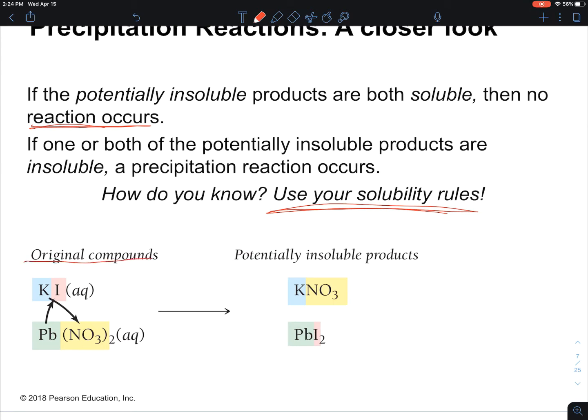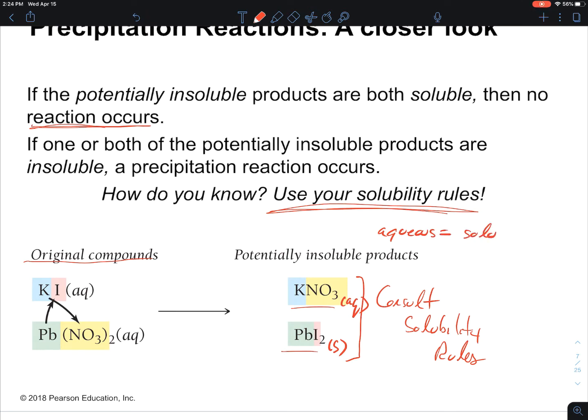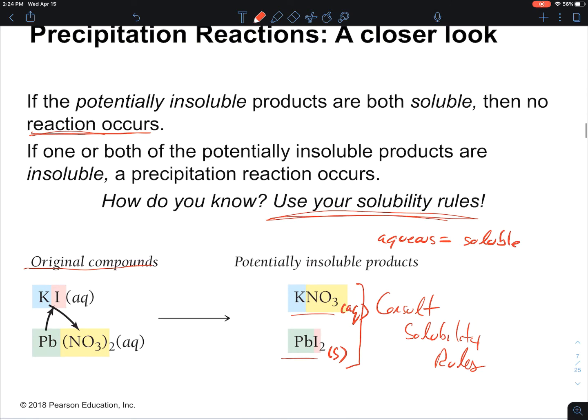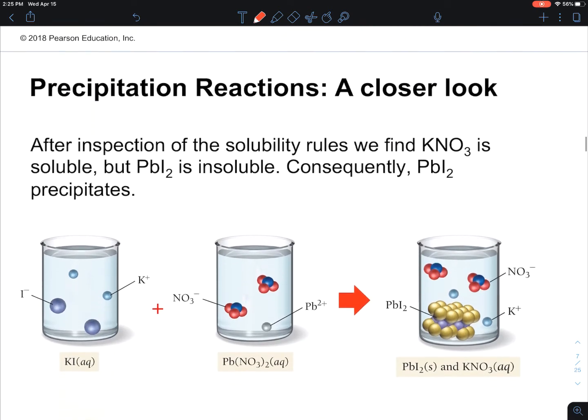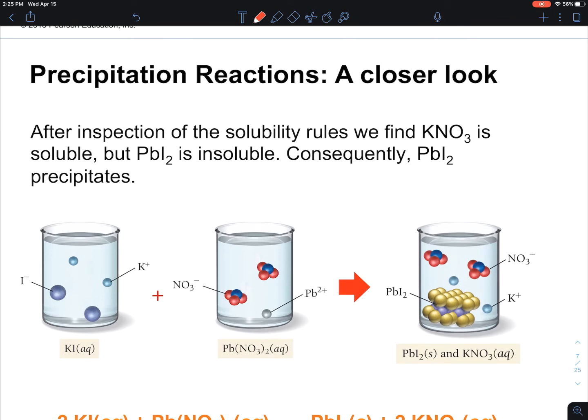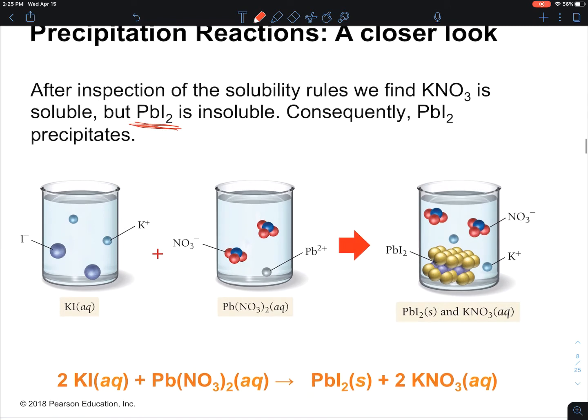So let's check this out. You mixed your original things, potassium iodide and lead nitrate. You made potassium nitrate and you made lead 2 iodide. Consult your solubility table, which is your rules, right, for solubility, and you see that lead iodide is a solid. It's insoluble. Potassium nitrate is an aqueous compound. Things that are aqueous are soluble. So you go through, you check your products to see if they're soluble or not. If you find one that's insoluble, like lead iodide, you say that you have a precipitation reaction.